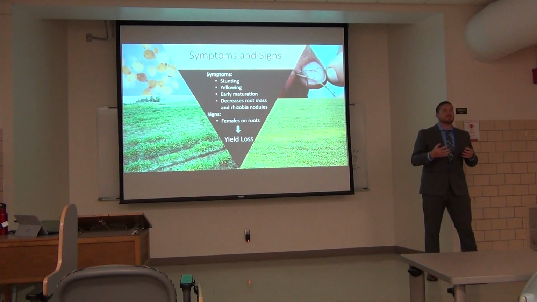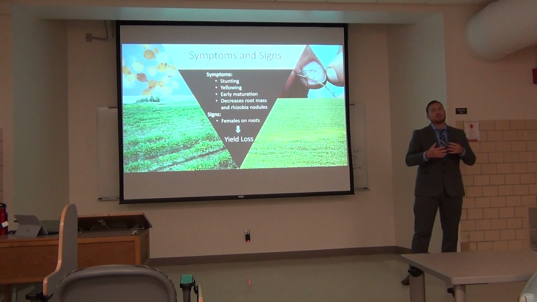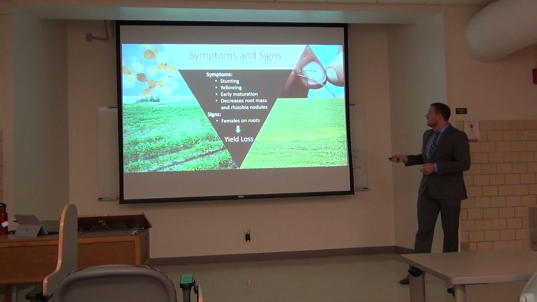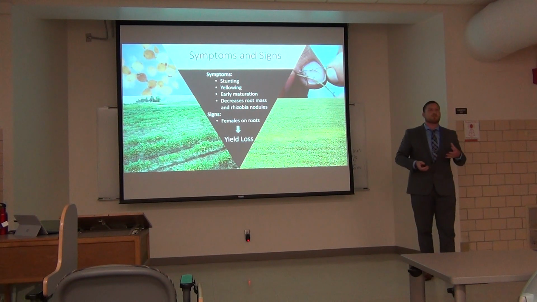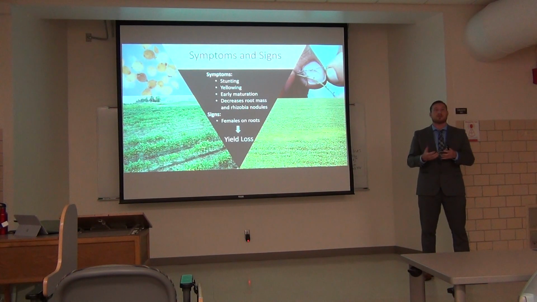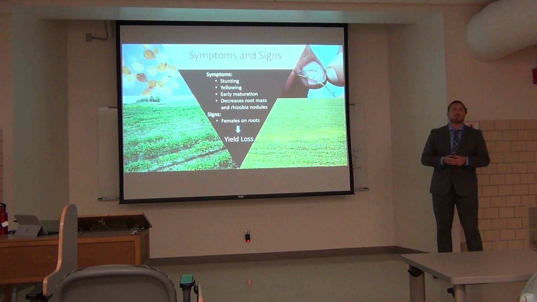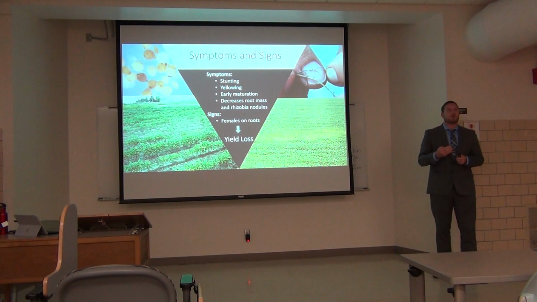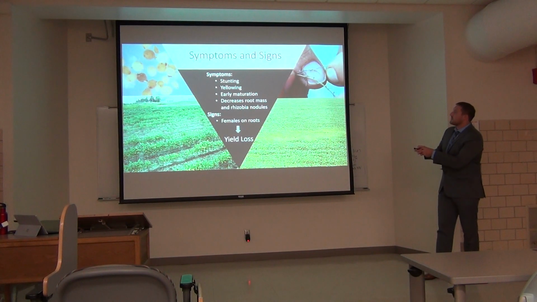The symptoms for an SCN infection in your field aren't necessarily specific to the nematode itself. They can be confused with other diseases in the field. You get signs like stunting, mid-season yellowing, early maturation of the plant, decreased root mass and root rhizobia, all leading to yield loss. The only sure-tell way to know that you have nematodes in your field is by digging up roots and looking for these small white females on the roots of your soybean plants, or taking a soil sample and looking for cysts or eggs within the soil. So these are what the cysts would look like.